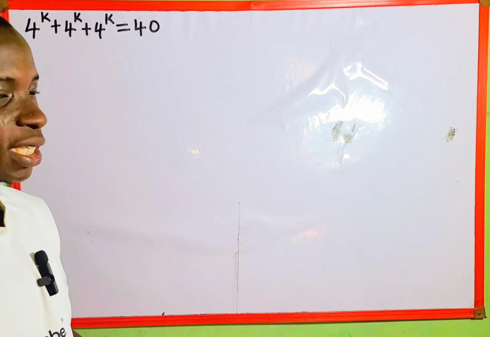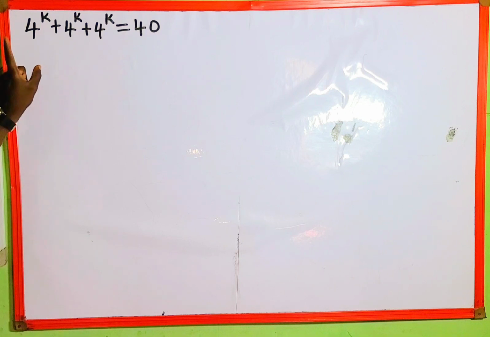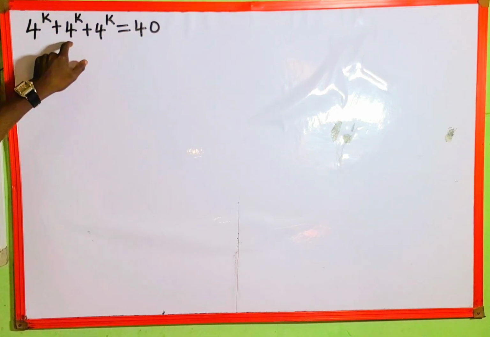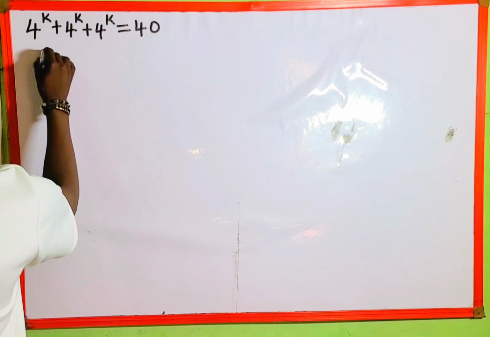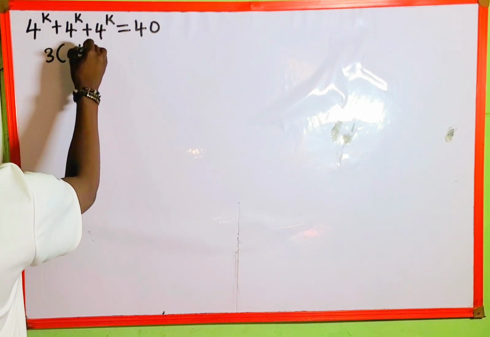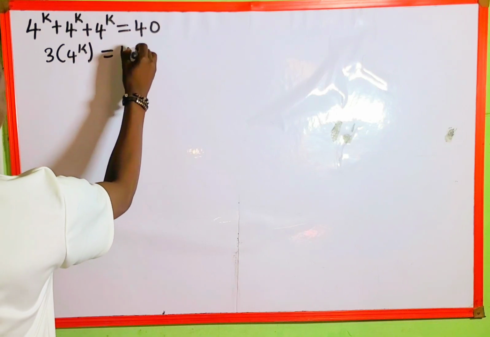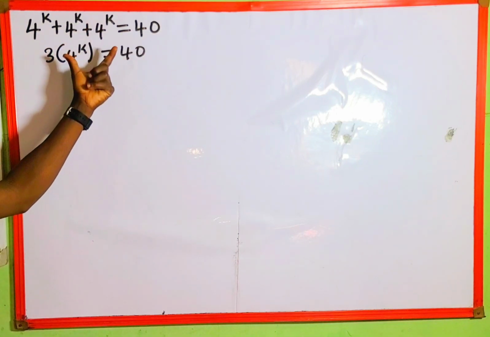If you look at the left hand side of this equation, we notice that we are adding the same thing 3 times: 4^k, 4^k, 4^k. So this is going to give us 3 times 4^k, which is going to be equal to 40.